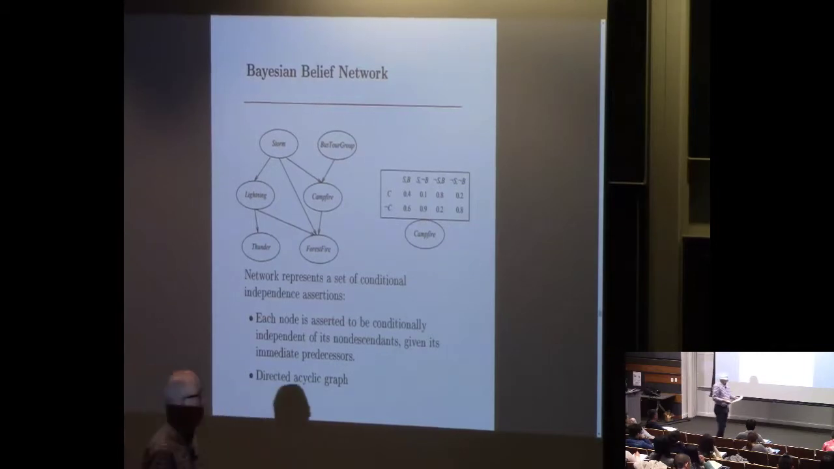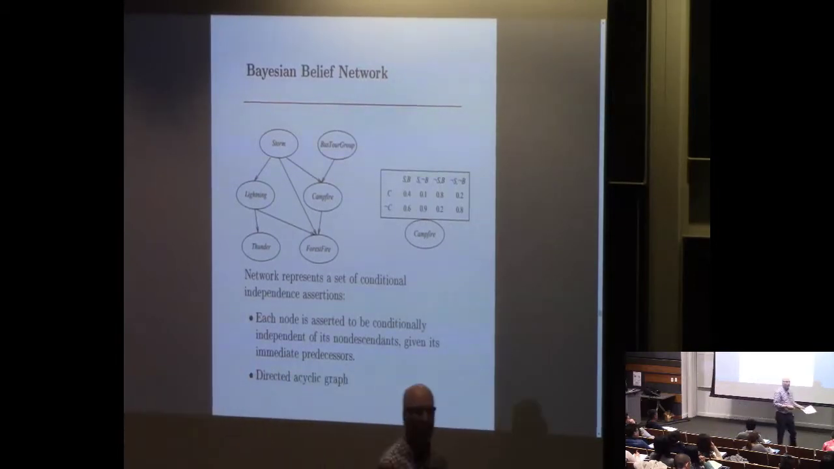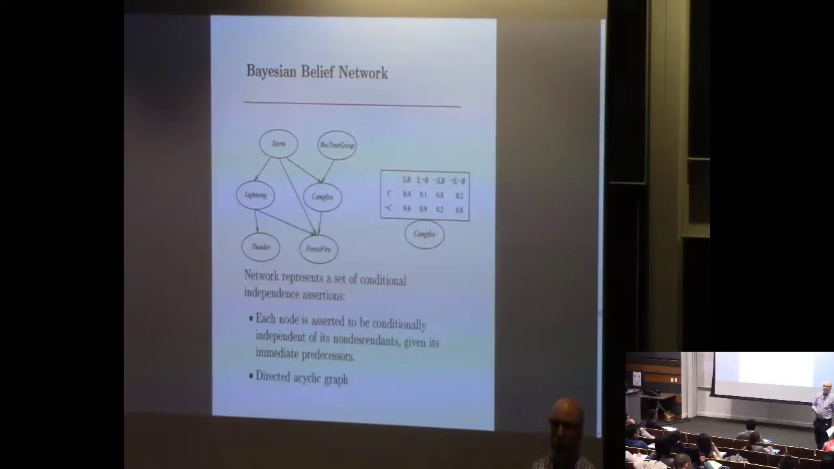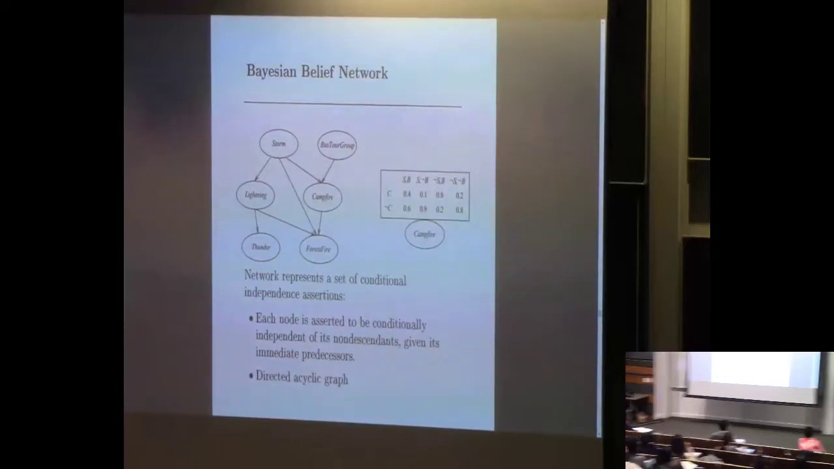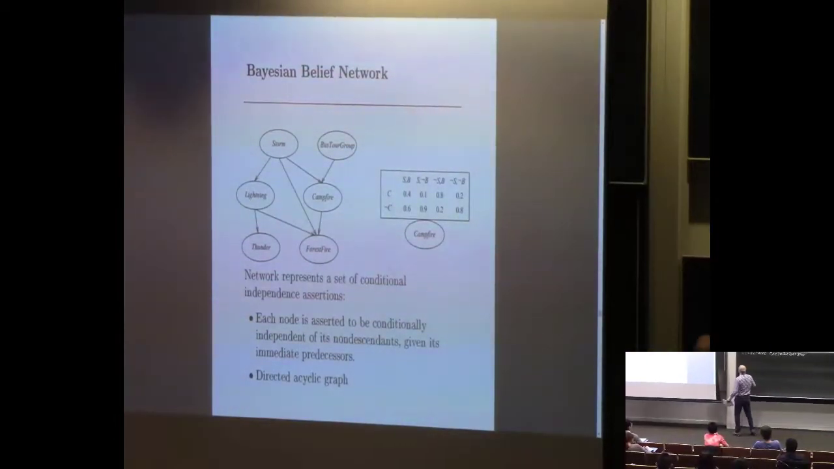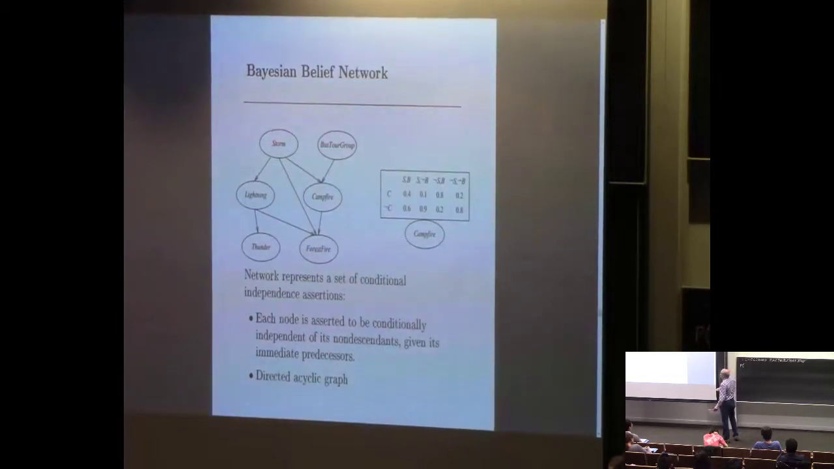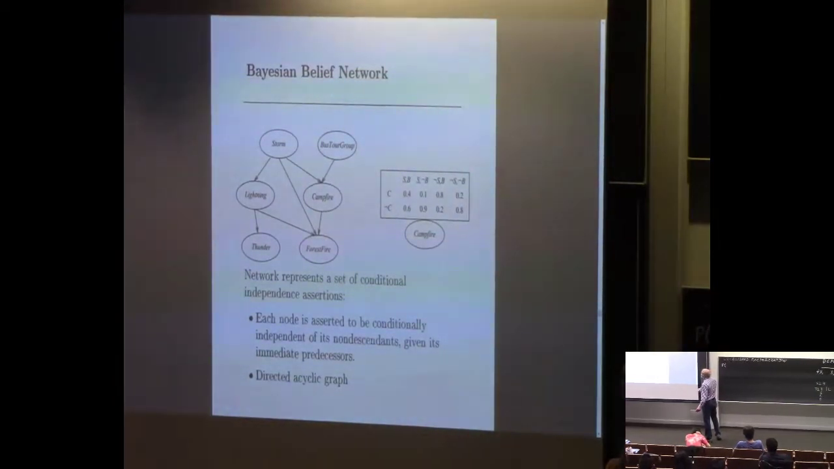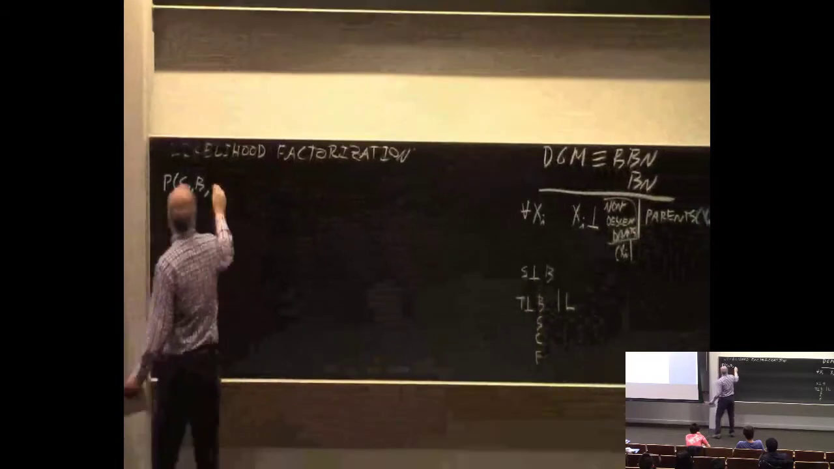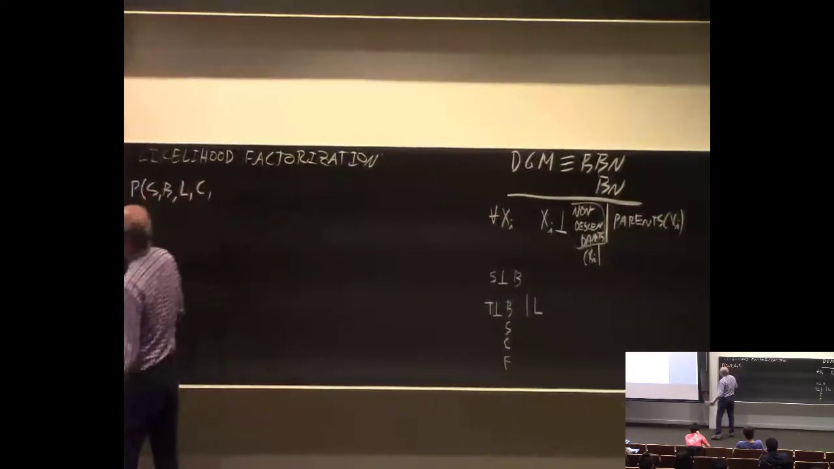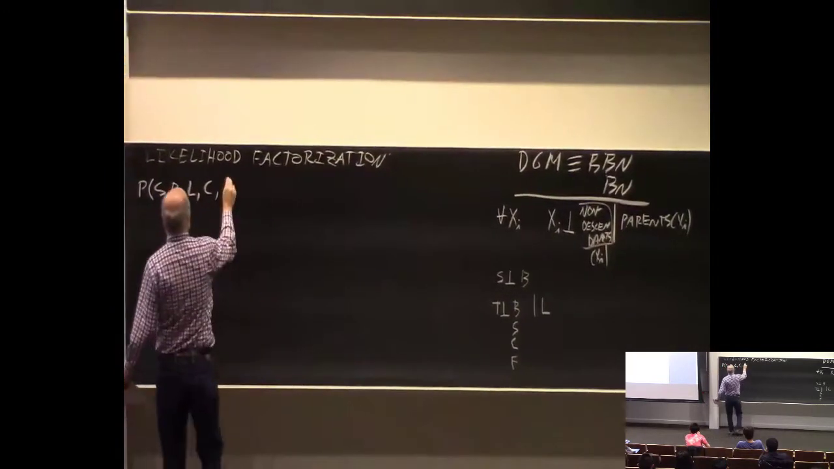Before I do that, let me use the graph to factor the likelihood function. Factoring the likelihood function would be an alternative way of representing this graph. So the most general likelihood function, in this case, is expressed as a probability distribution over 6 variables, and I'll just give them first letters: S, B, L, C, T, and F.